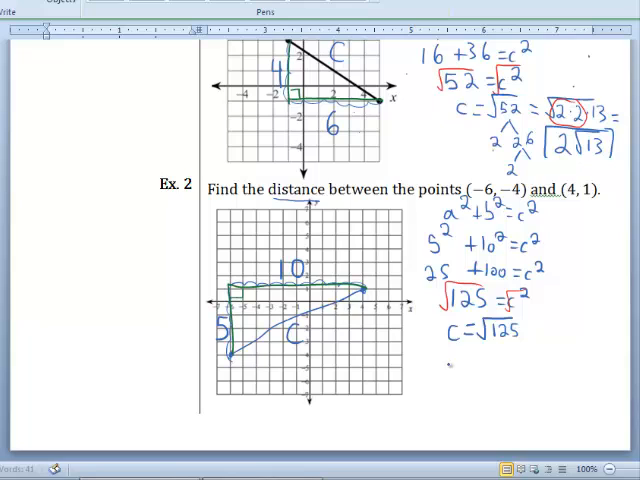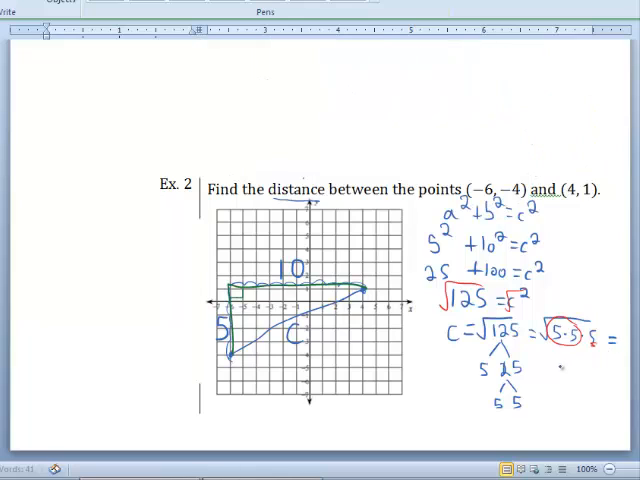Factor 125: that's 5 and 25, and 25 can be 5 and 5. And you can always double check this. I want to get 125. What is 5 times 5 times 5? It's 125, so I did it correctly. So underneath I've got 5 times 5 times 5. I've got one pair of 5s, so I can bring those out, and then just one 5 by itself, so leave that one inside. So this is equal to 5 square root of 5.